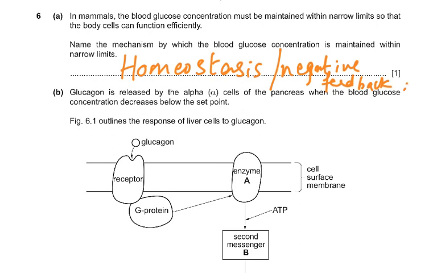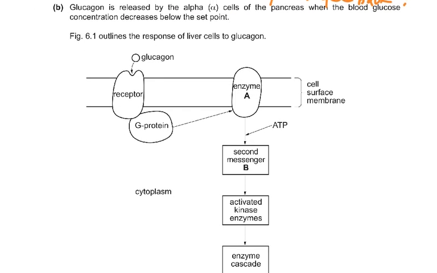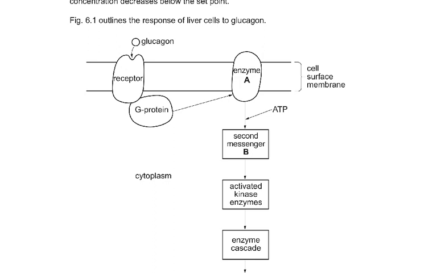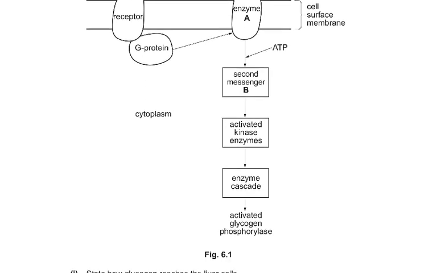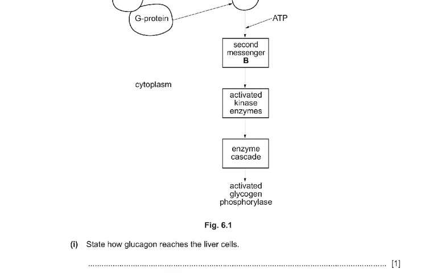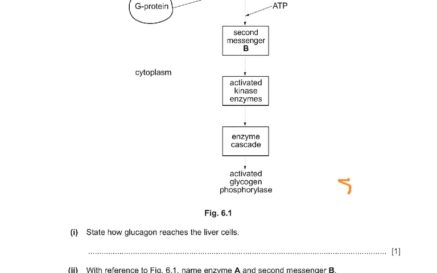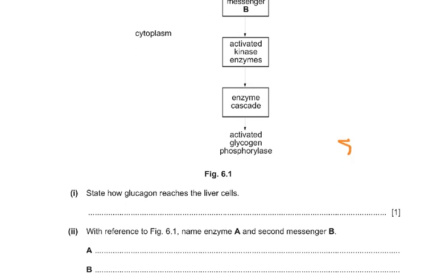Glucagon is released by the alpha cells of the pancreas when the blood glucose concentration decreases below the set point. Figure 6.1 outlines the response of liver cells to glucagon. So you've got glucagon receptor, G protein, enzyme A, cell surface membrane, ATP, second messenger B, activated kinase enzyme, enzyme cascade, and activated glycogen phosphorylase. Now it says state how glucagon reaches the liver cells. Very simple, through the blood. You could have said the bloodstream, or the blood, or the circulation.